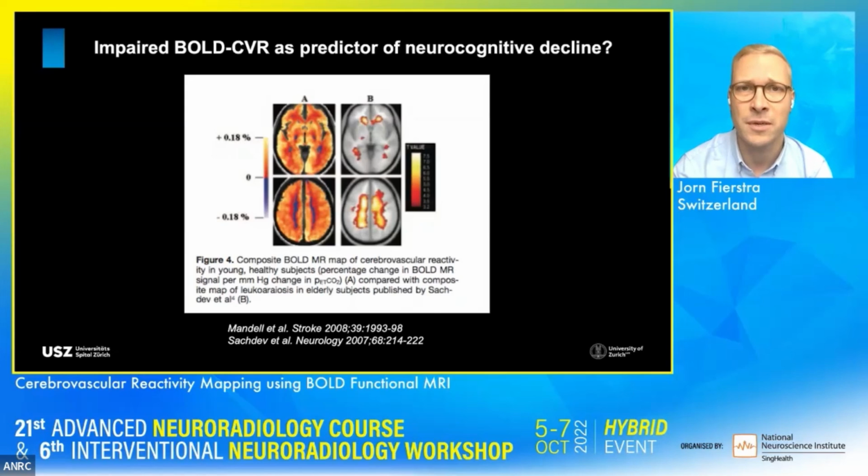It's still an active research area, but this is, again, providing functional data, so cerebrovascular activity data, with morphological data, leukoaraiosis onset over lifetime or cortical thinning, where we may provide an extra piece of the puzzle to this phenomenon. So I hope I could give you a brief overview of how BOLD CVR could be mapped, how it could be done, and what the clinical relevance could be.